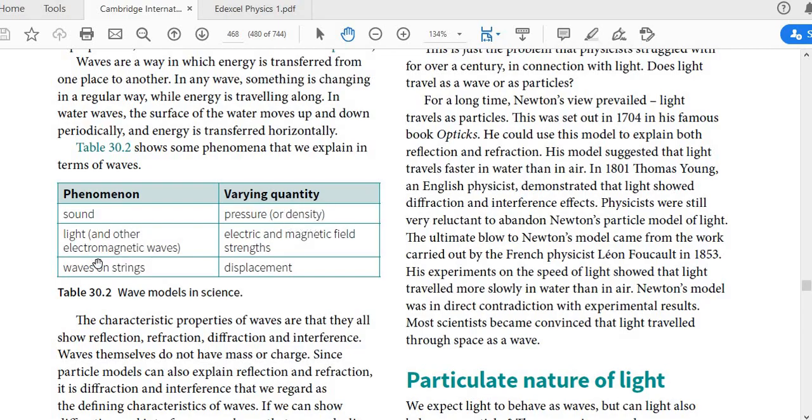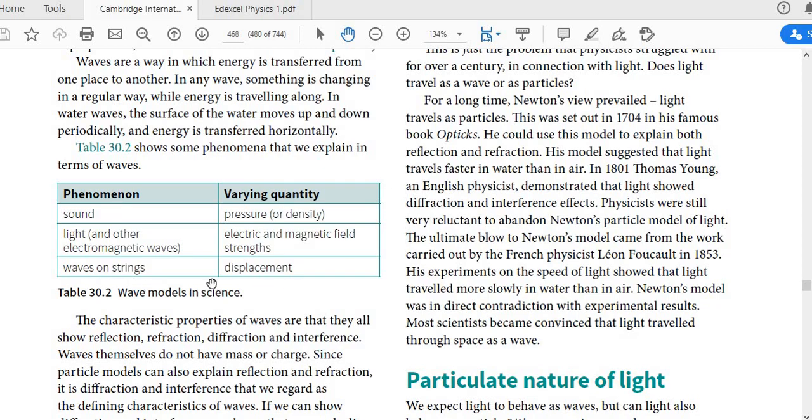Then light and other electromagnetic waves. The varying quantity is electric and magnetic field strength. Electromagnetic waves have electric fields and magnetic fields perpendicular to each other. The wave is also moving perpendicular to both the electric field and the magnetic field. So the oscillations in the electric field and the magnetic field are perpendicular to each other and also perpendicular to the direction of the wave. I think when we were learning the AS chapters, we saw a diagram of this as well.